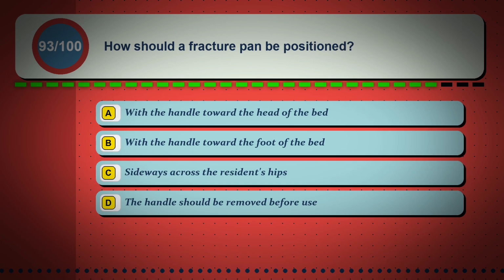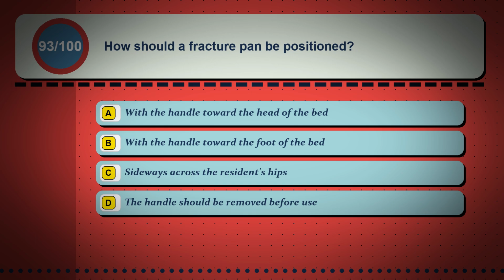Question 93. How should a fracture pan be positioned? Option A, with the handle toward the head of the bed. Option B, with the handle toward the foot of the bed. Option C, sideways across the resident's hips. Option D, the handle should be removed before use.